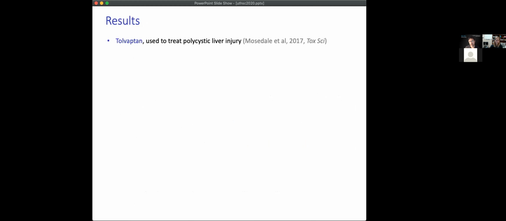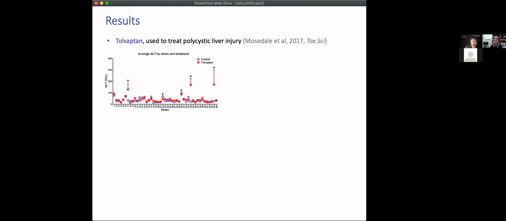So tolvaptan is a drug that was used to treat polycystic liver injury. If we look at ALT, which is a biomarker of liver injury, across the strains, we found that there were 3 strains where there was a really big difference between the tolvaptan and the control. It's not a lot of strains for that to be different, but it was a really big difference.